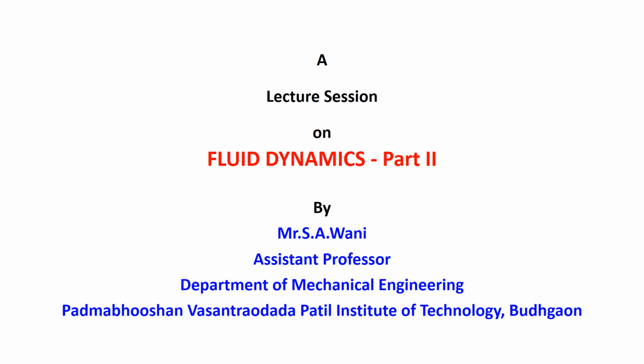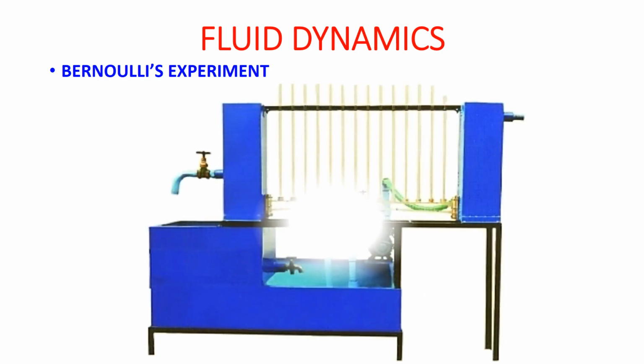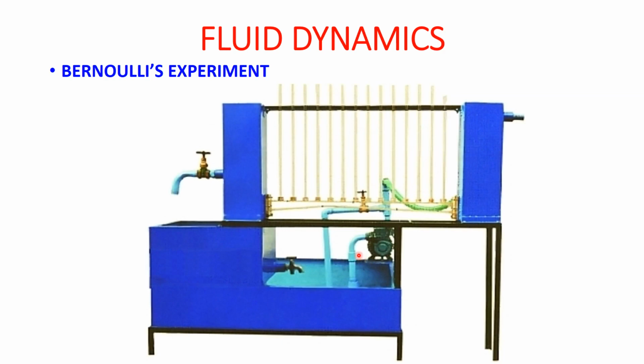So let's go to our first slide, how the Bernoulli's experiment was done. Basically, this Bernoulli's experiment setup is like this. It consists of a reservoir, and from the reservoir the water is pumped into the system. The main important constituent of this particular setup is this test section.